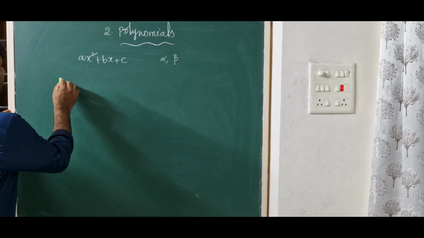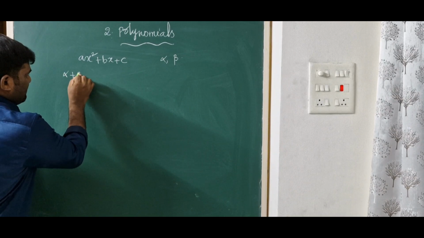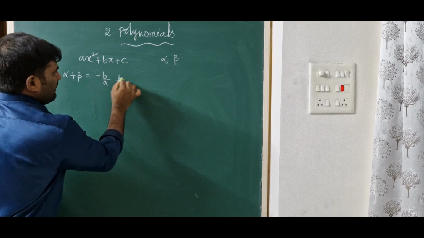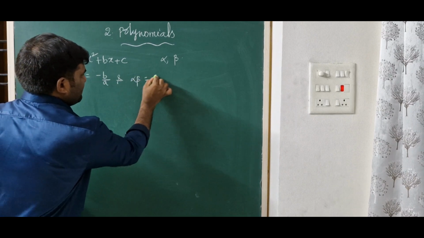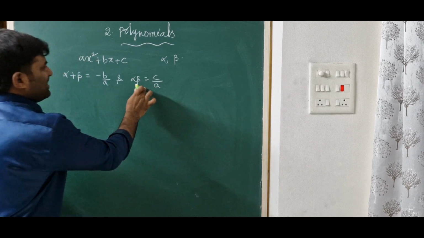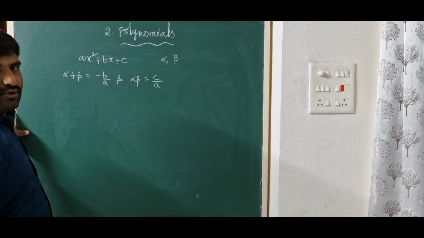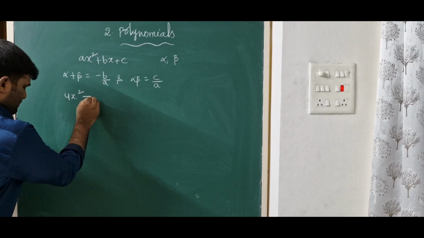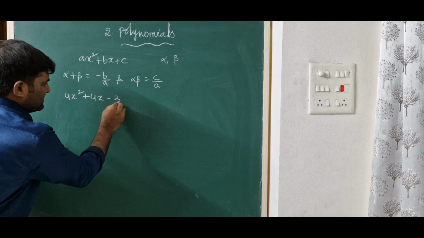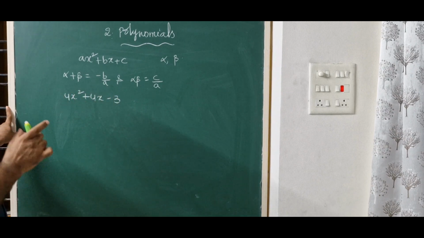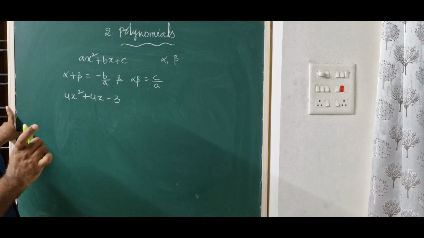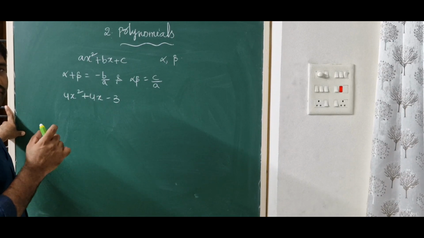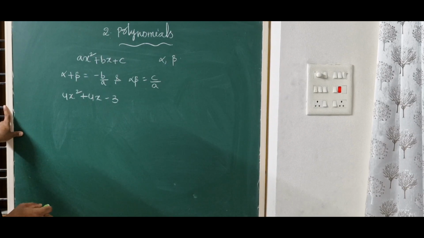Okay. Now the sum of zeros, alpha plus beta, is equal to minus b by a, and the product of zeros, alpha beta, is equal to c by a. This is the relationship between zeros and coefficients. Now I am taking one example, 4x square plus 4x minus 3. This is a previous year question, so that's why I am explaining the same question to you, so that you will get a clear idea how to find the zeros and verify the relationship.